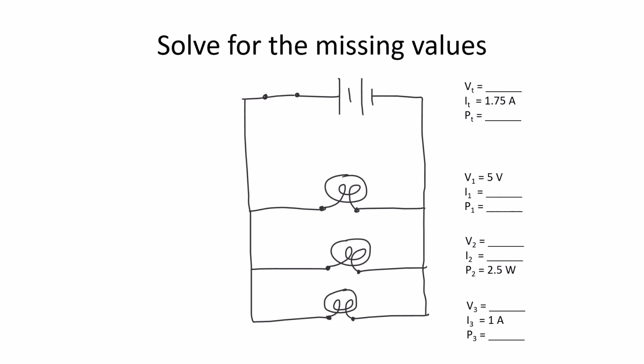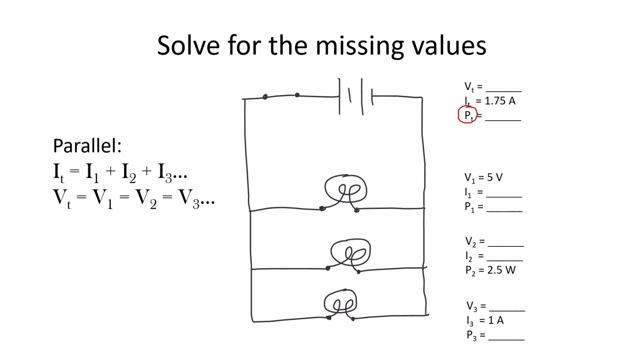Finally, we're going to do this little puzzle here, which has a parallel circuit. So we're going to use the parallel relationships. Here they are. The current adds up for each of the branches, and the voltages will be the same for all the branches. And this time we're given power to help complete things, and so the relationship between current and voltage and power is given there.